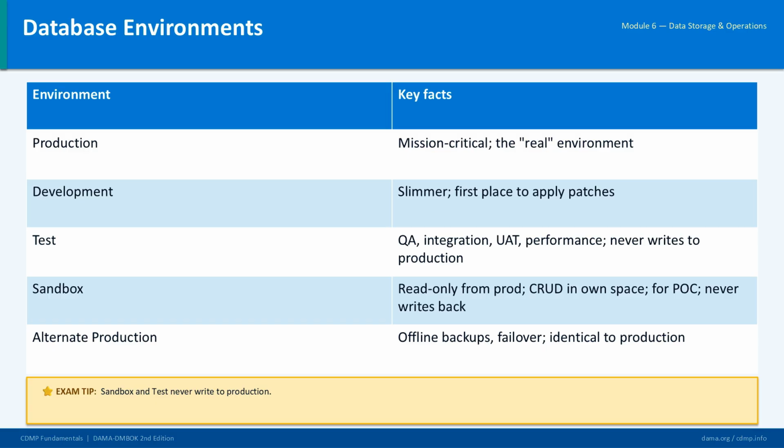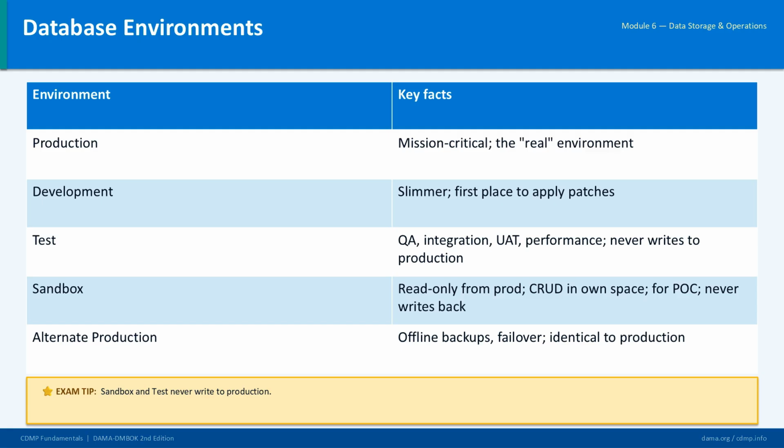Organizations maintain several database environments, and you should know their roles. Production is the mission-critical, real environment where business processes actually run. Development is a slimmer version with less disk, CPU, and RAM, isolated from production, and it's the first place you apply patches. Test covers QA, integration testing, user acceptance testing, and performance testing, ideally on the same hardware and software as production, and critically, it never writes to production.